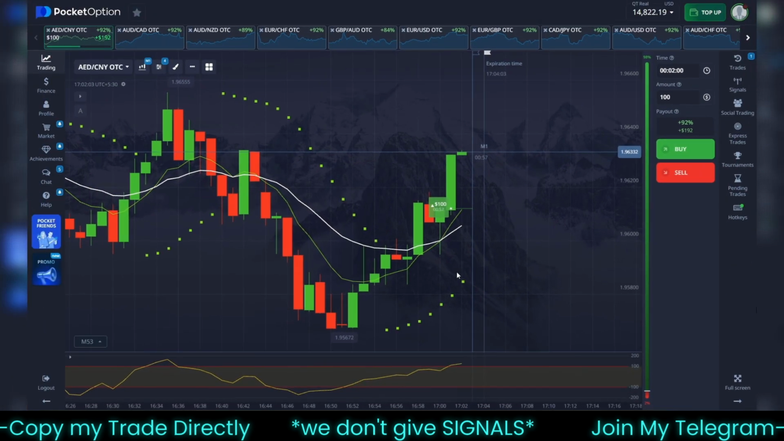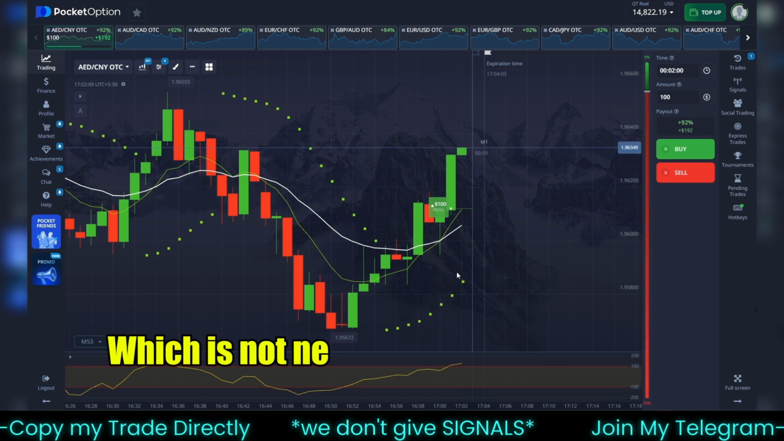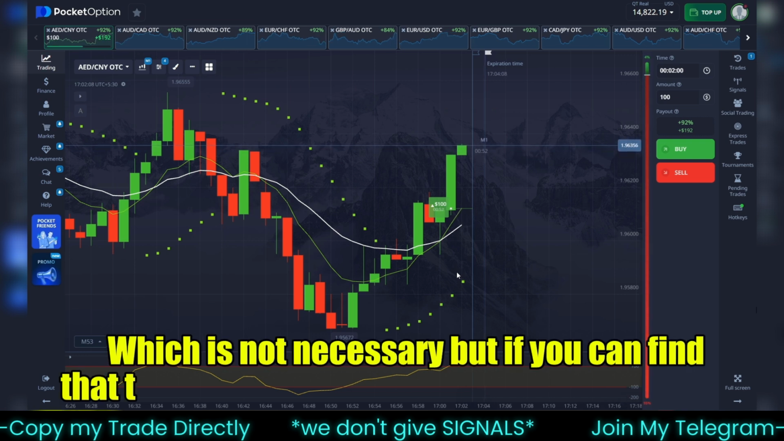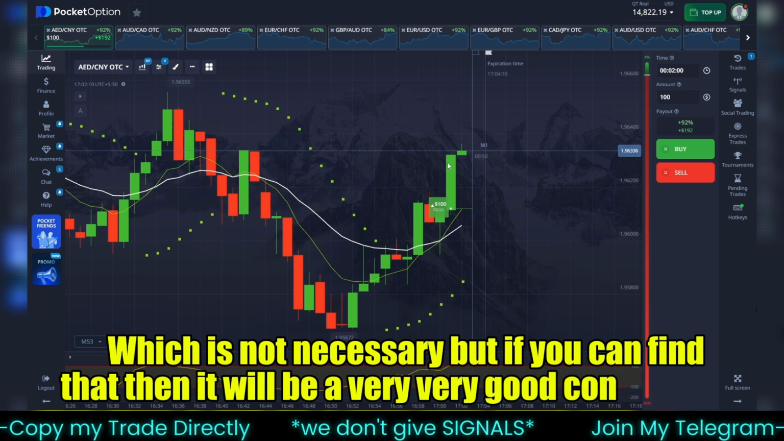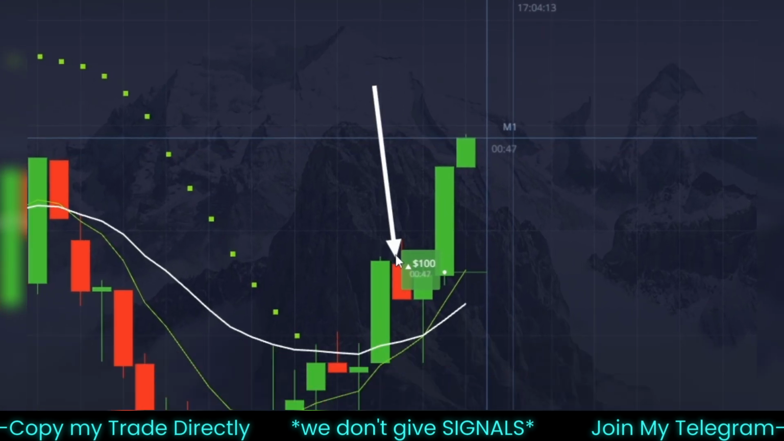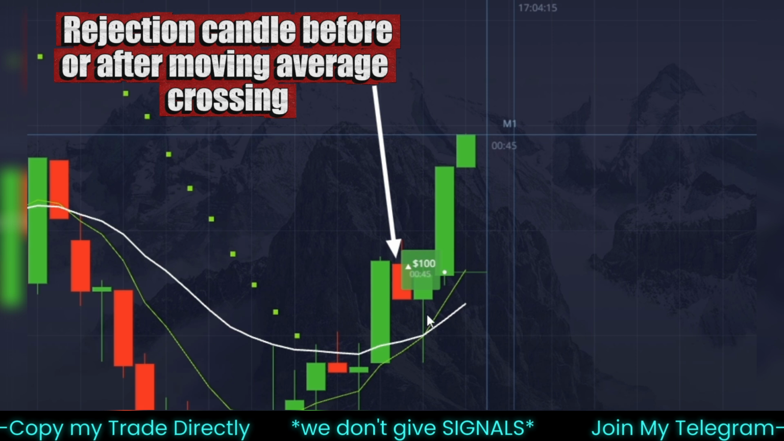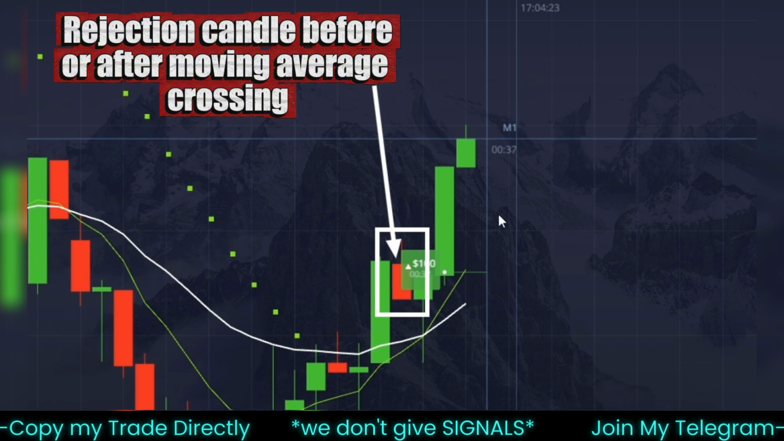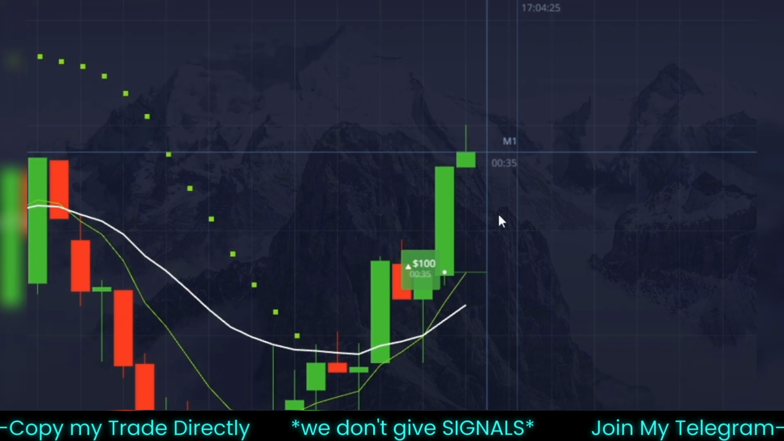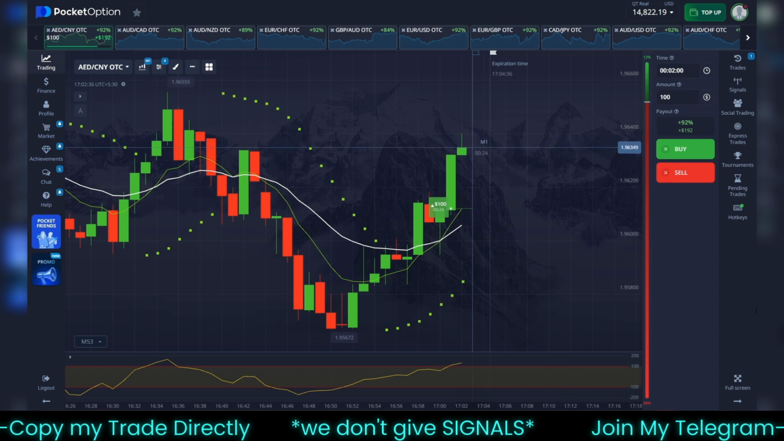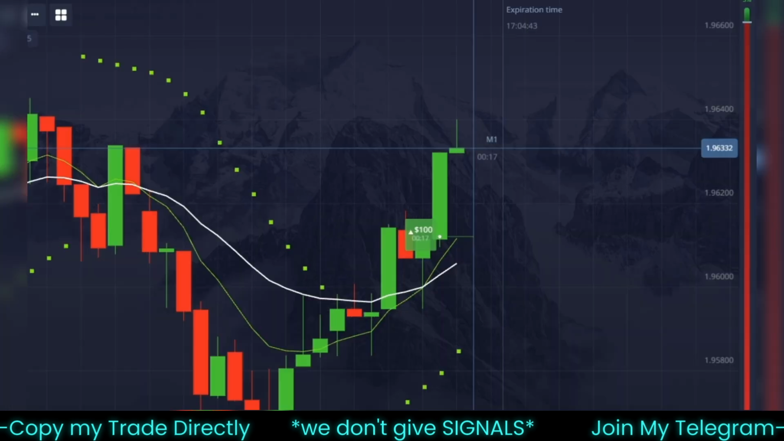Now for a great and best confirmation, which is not necessary, but if you can find that, then it will be a very, very good confirmation. And it is a rejection candle. If after the crossing or just before the crossing, you find a rejection candle exactly like this, then the entry is going to be deeply favorable. Like you can see in our entry here, let's wait for the result. And you can see the entry was in our favor.